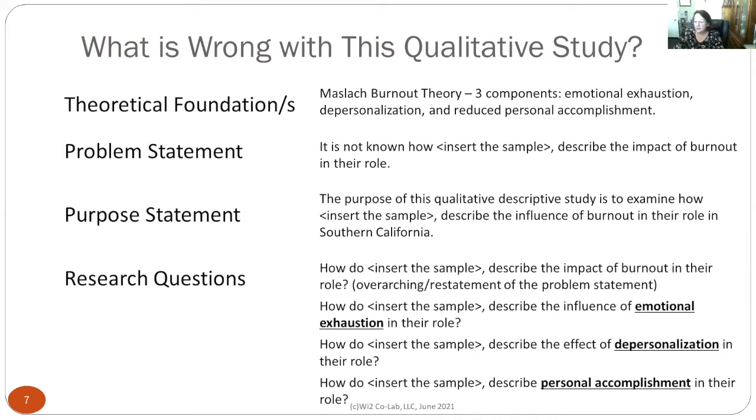So how easy is it for a learner to get sideways in this example? I think language is crucial, and I think the copy and paste part is so crucial. You write it once and then paste it and change it. For problem statement and purpose statement, you add the location, but you don't change the core components. And then language throughout the whole study.